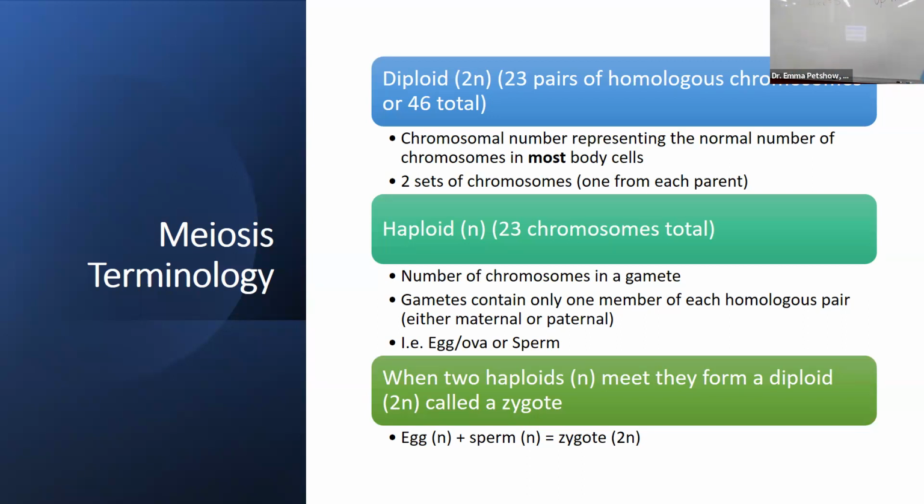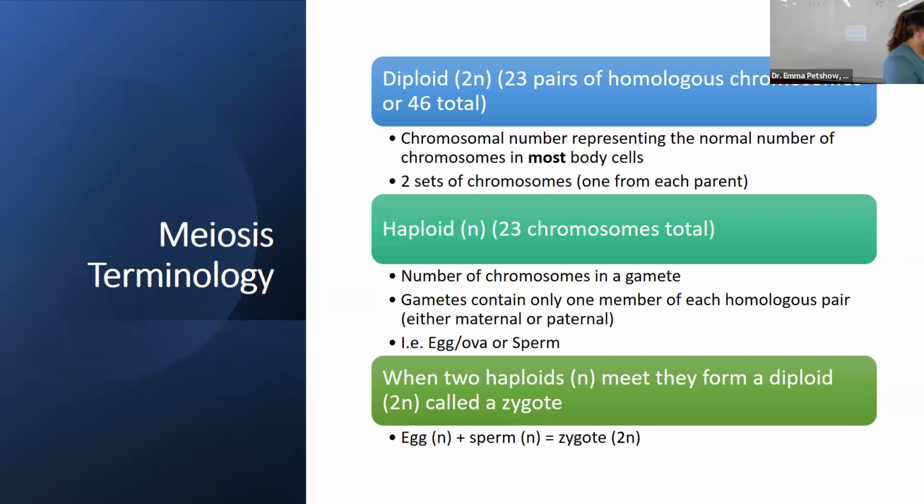And so that's how we end up with 47 in that pathology. But in the normal diploid state, we have 23 pairs of homologous chromosomes. The chromosomal number represents the normal number in most body cells. You have 2 sets of chromosomes, 1 from each parent. The haploid number is represented as N. It's 23 chromosomes total, so it's the single chromosome on its own.